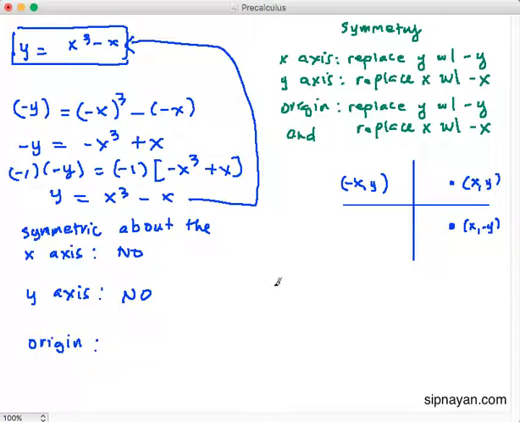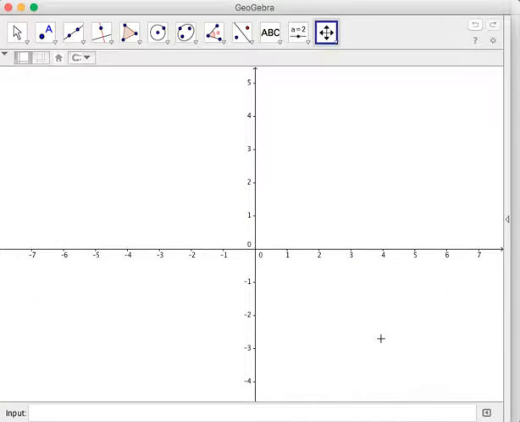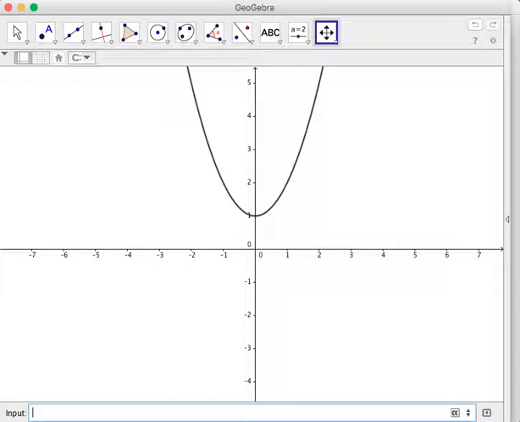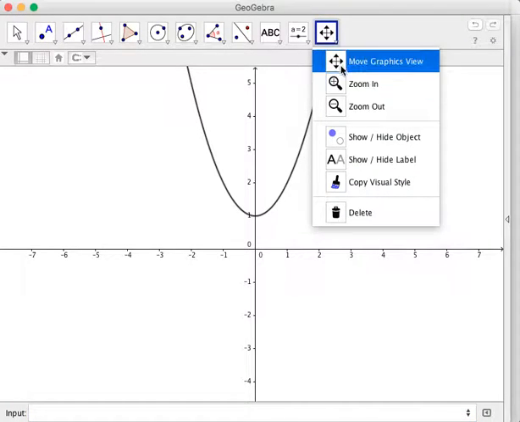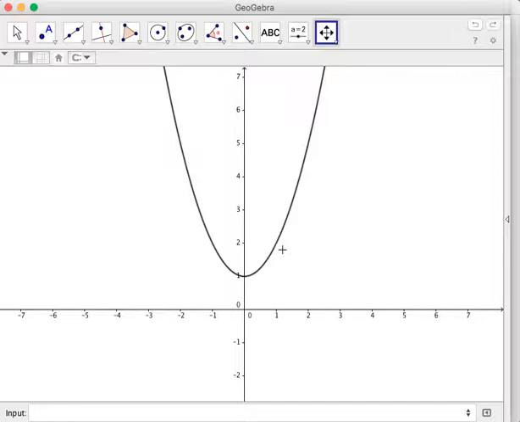Yung unang example natin kanina, y equals x squared plus 1. Pwede natin tignan yung graph, no? Y equals x squared plus 1. Sabi natin kanina symmetric to sa y-axis, di ba? So, I think it's obvious na symmetric siya sa y-axis. At syempre, hindi rin siya symmetric sa x. Kasi pag symmetric yan, dapat may ganun yan dito, no? Okay?